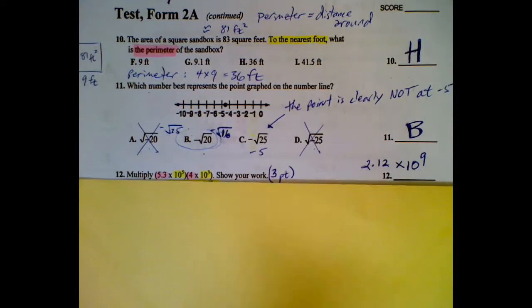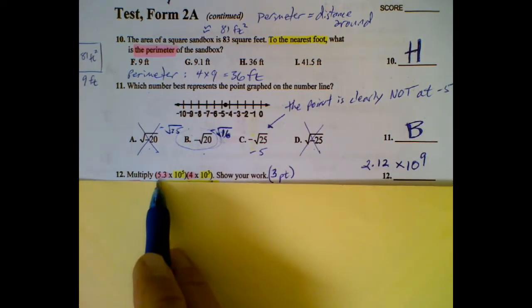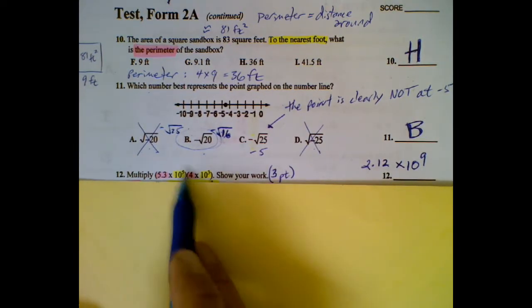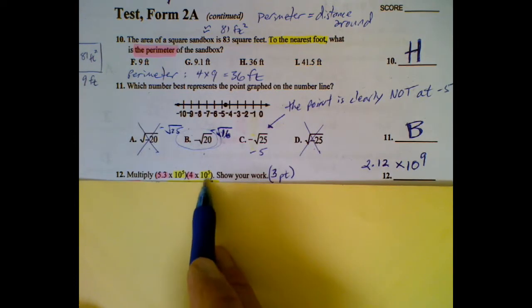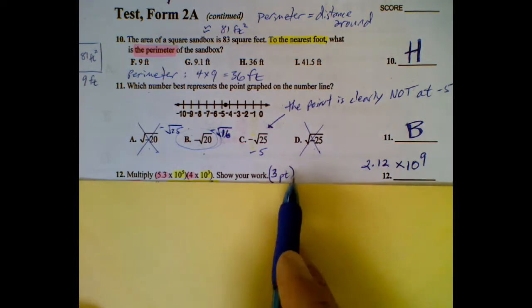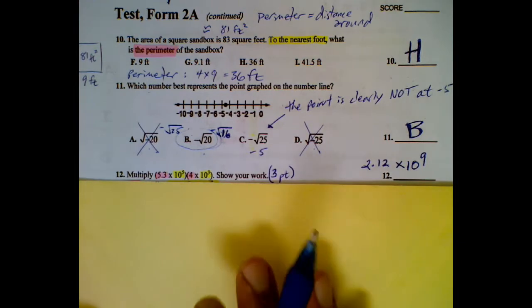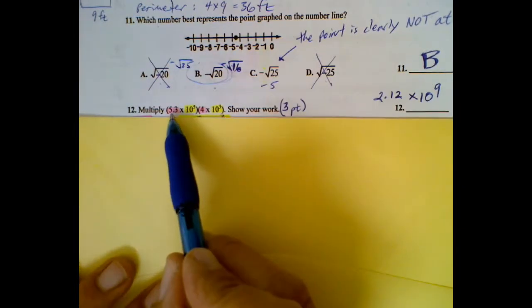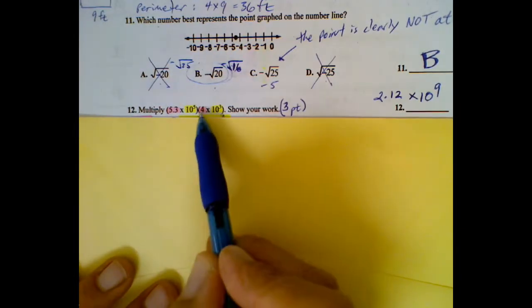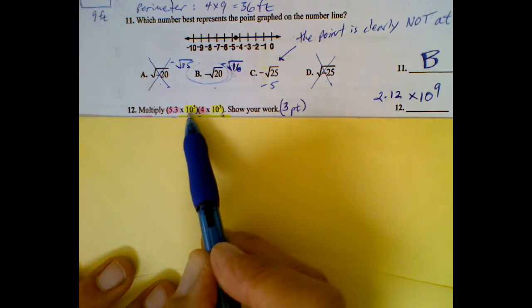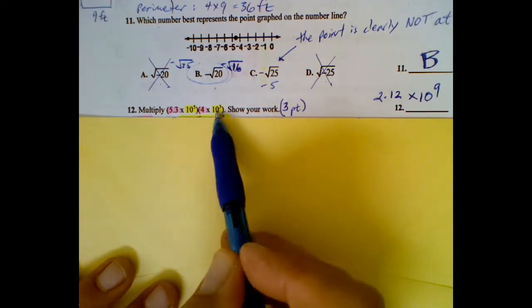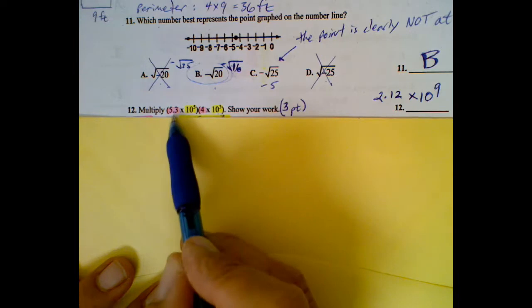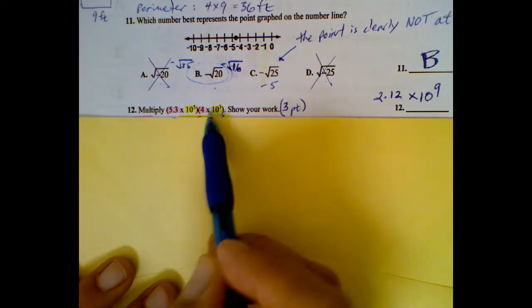Number 12, multiply 5.3 times 10 to the 5th times the quantity 4 times 10 to the 3rd. Show your work. So this is worth 3 points because now I'm asking you to show your work. So when we multiply in scientific notation, we're going to deal with the decimal values separate from the powers of 10, because that's the same base and I can apply the exponent rules. You can see I've highlighted the parts I'm going to deal with here in pink and in yellow.